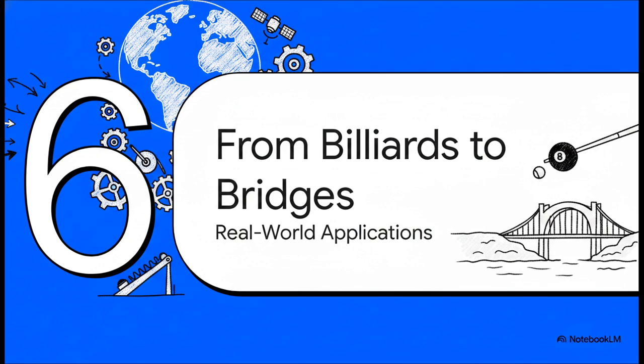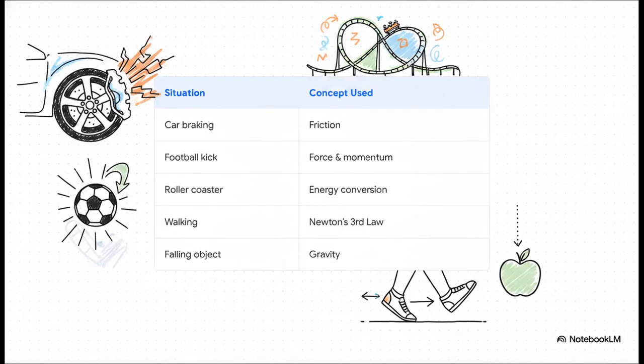Well, because these aren't just equations in a textbook. These are the literal blueprints for how our world is built. I mean, just look around. When you brake your car, you're using the force of friction. When you kick a football, you're dealing with force and momentum transfer. We already talked about roller coasters and energy conversion. Heck, even just walking is Newton's third law in action. You push the ground backward and the ground pushes you forward. It's absolutely everywhere you look.